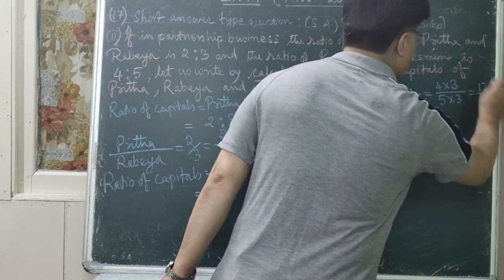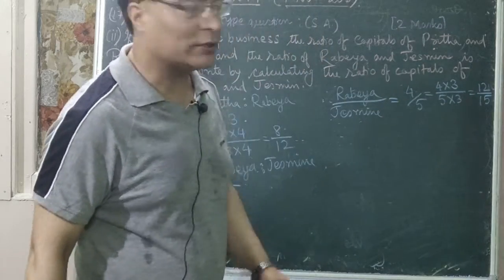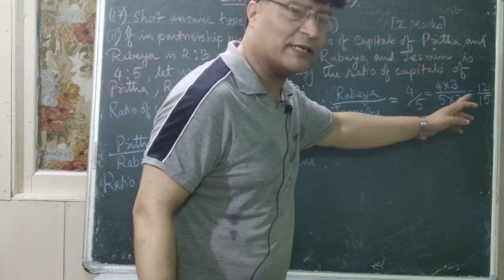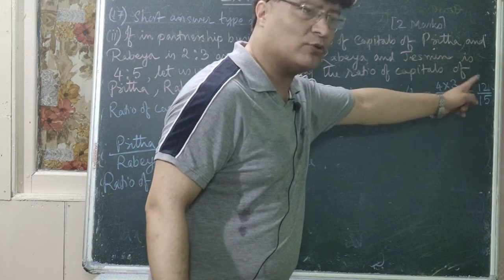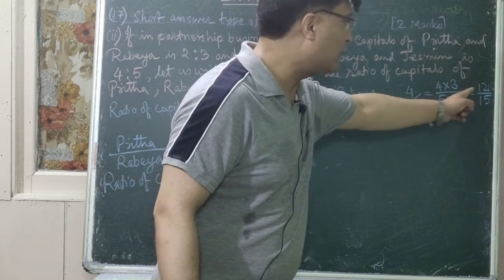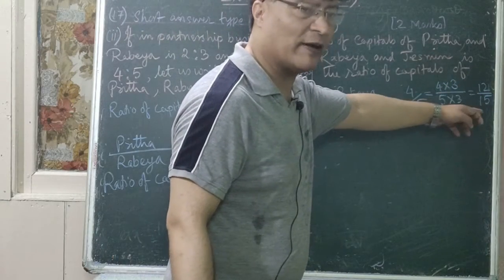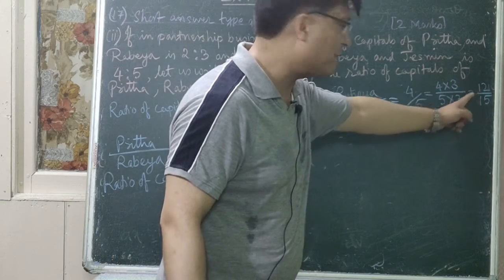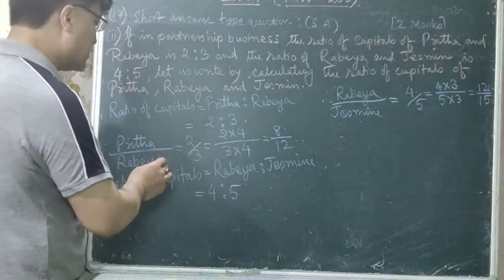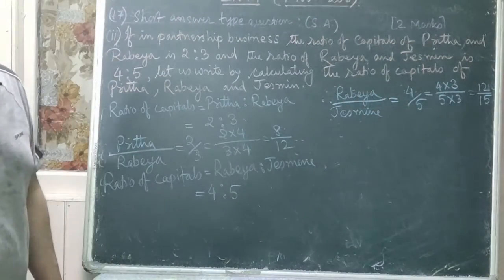So 4 3s are 12, divided by 5 3s are 15. If you write it in lowest form, 3 4s are 12, 3 5s are 15, so if you divide 12 and 15 by 3, you will get 4 upon 5. 3 4s are 12, 3 5s are 15, you will get the same fraction 4 by 5. But don't simplify it, because in this case we are making these 3 and 4 equal, which is equal to 12. Okay.